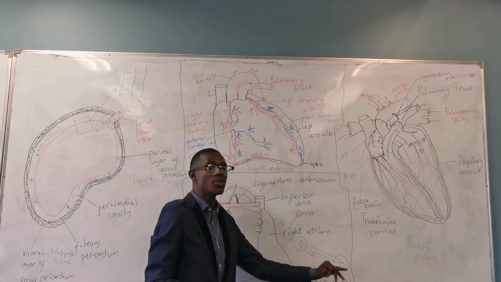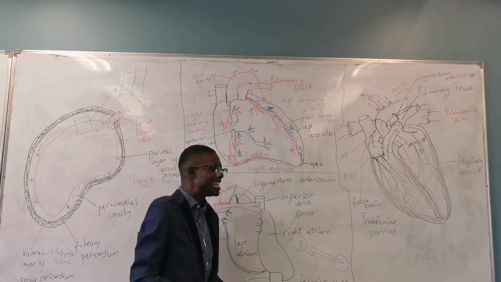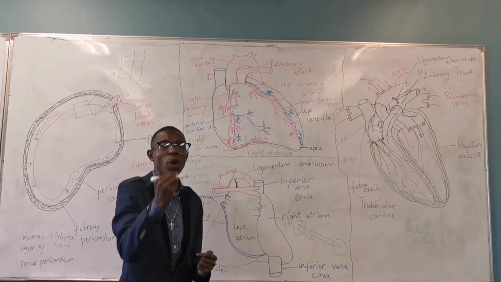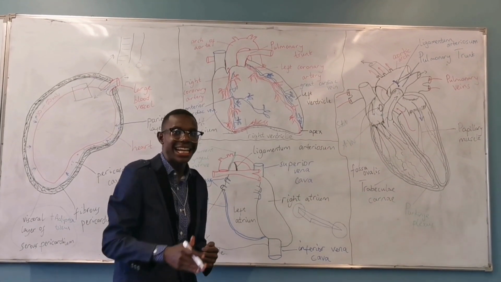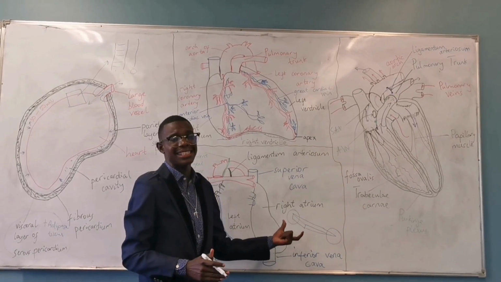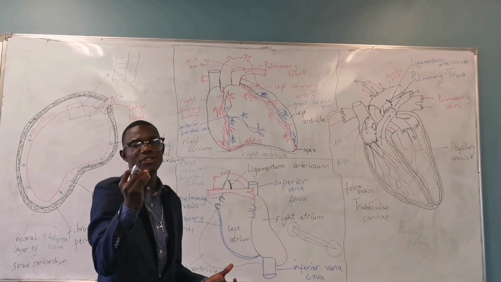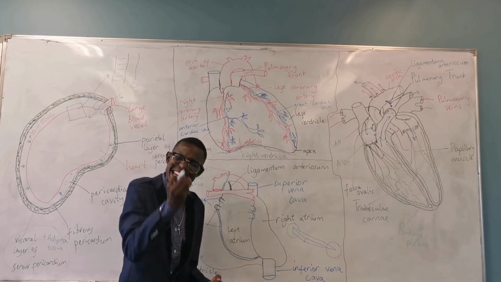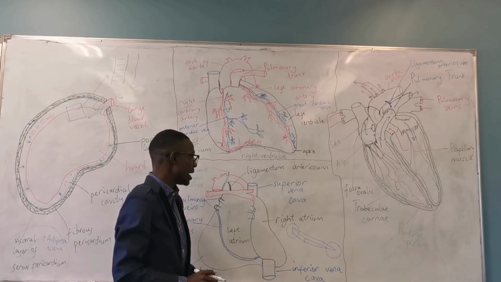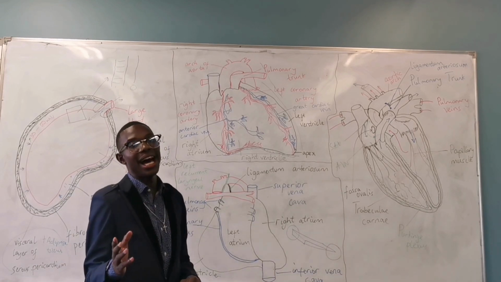So you find the apex of the heart is found on the 5th intercostal space, just 2 centimeters below the nipple, in the mid-clavicular line. And the base of the heart, that makes the posterior surface of the heart, is going to be made by the left atrium.